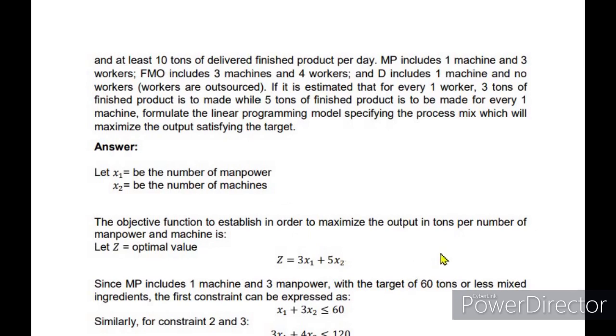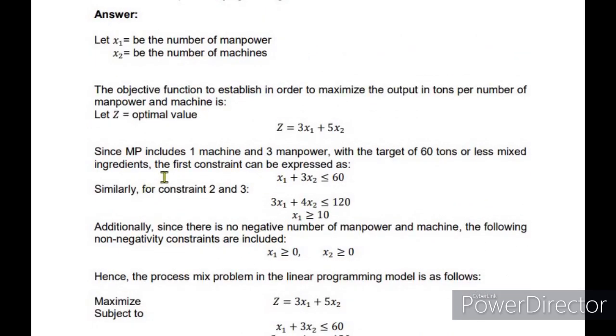Next, since MP includes 1 machine and 3 manpower with a target of 60 tons or less of mixed ingredients, the first constraint can be expressed like this: 1 machine plus 3 manpower is less than or equal to 60 tons.